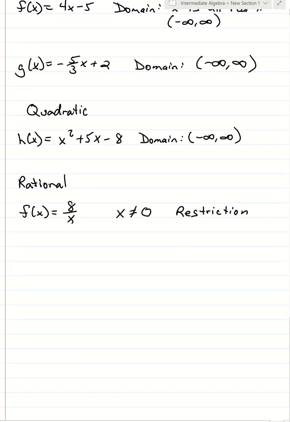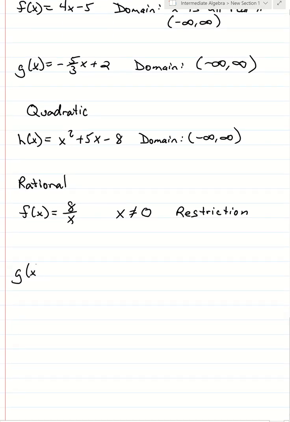Let's try a different rational function. Let's say g of x might equal 8 over x minus 4. Now, once again, there is one value of x that I cannot substitute into this particular function. There are lots of values of x that I can plug in. I can plug in, let's say, a negative 4 for x. I can plug in a 0 for x. I can plug in a 5 for x.